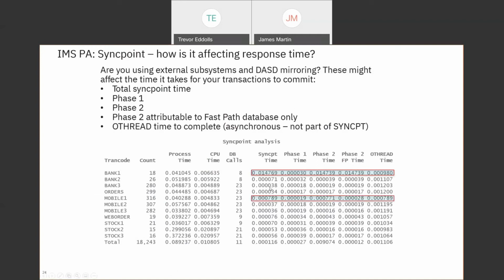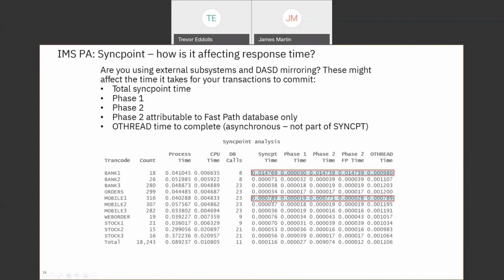And you can see here that if I look across this particular report, I see pretty low numbers. I think that's microseconds, might even be less than that, that I'm seeing for checkpoint frequencies. But I do have 3 on this report, especially this bank 1 tran code that's taking a long, long time to checkpoint. I mean, that's almost a millisecond for checkpoint or sync point. And that's really not something that you see very often.